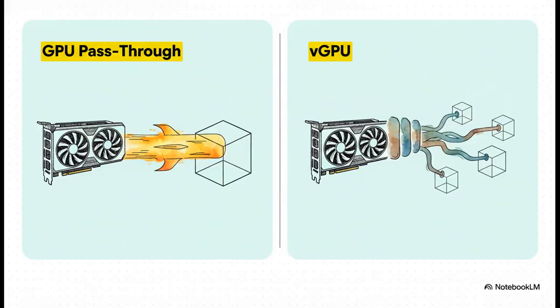GPU pass-through is simple. You give one entire physical GPU to one single virtual machine. It's theirs, all theirs. That means you get performance that is almost identical to bare metal. vGPU, on the other hand, is all about sharing. It's a clever way to slice up one physical GPU so multiple VMs can use it. The catch? You get a ton of overhead from the constant switching between those VMs.